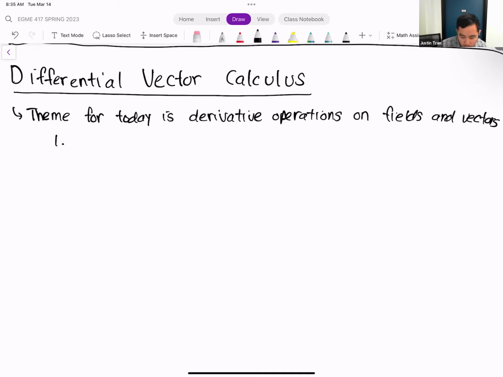The first operation that we're going to cover is the gradient. We'll actually be spending a majority of the time talking about the gradient, because the gradient is used a lot in engineering. From there, we'll talk about the divergence, what that means. Finally, we'll end today talking about the curl.